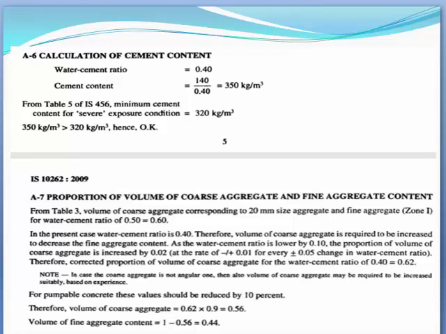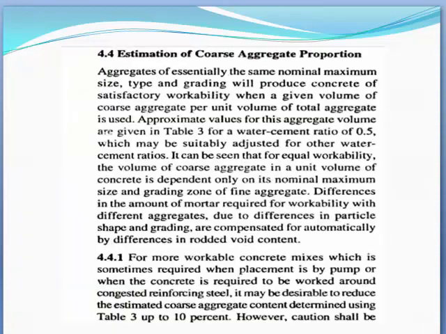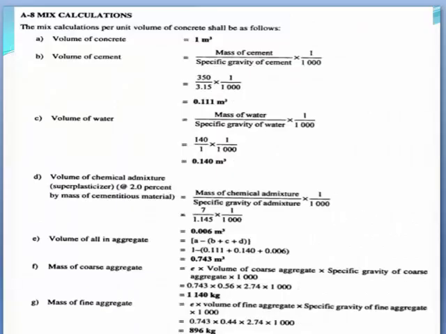Next is mix calculation. Students, we have discussed mix calculation earlier also. How is the mix calculation done? We have calculated the various quantities for cement and for water, then for volume of coarse aggregate and fine aggregate. We have derived the volume of concrete considering 1 cubic meter. Volume of cement will be mass of the cement upon specific gravity of cement multiplied by 1 upon 1000. So the value is 0.11 meter cube.